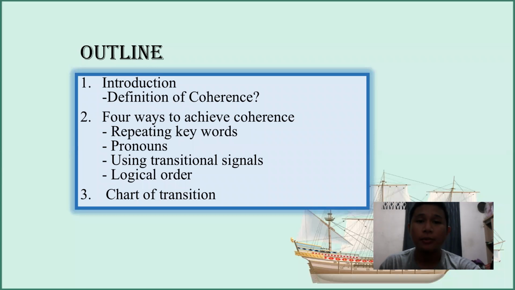But first, let me explain my outline of my presentation. First is the introduction, the definition of coherence. Second, four ways to achieve coherence: repeating keywords, pronouns, using transition signals, and logical order. The third one is the chart of the transitions.